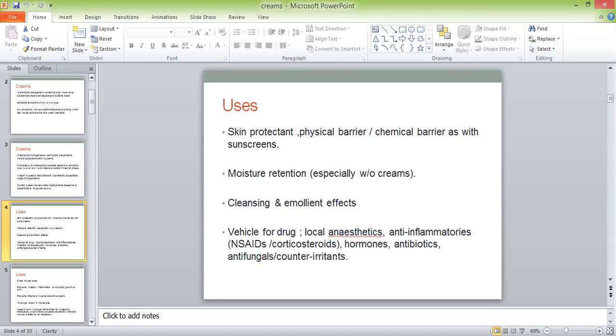So basically these creams are used as a vehicle or as a solvent for different drugs, like anesthetics, anti-inflammatory drugs like NSAIDs, and corticosteroids. Now corticosteroids are steroid hormones secreted in the adrenal cortex, and corticosteroids are a type of anti-inflammatory drug which is used for rheumatoid arthritis and also for the inflammation of blood vessels, which is called vasculitis.